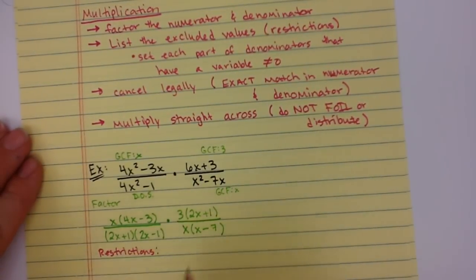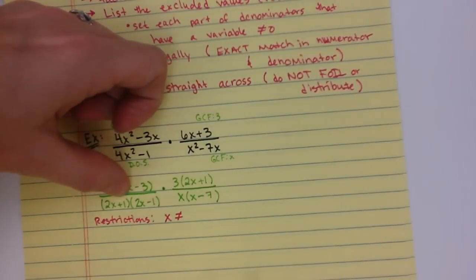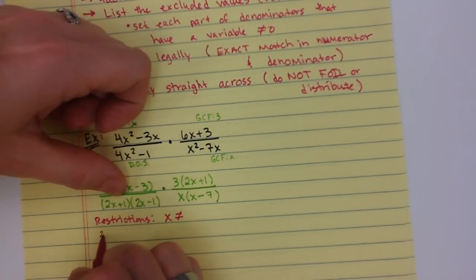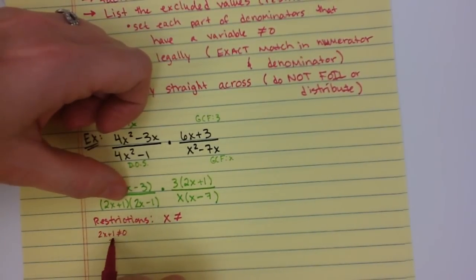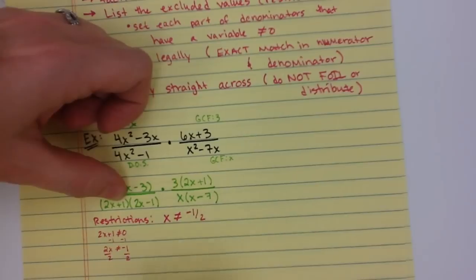And remember that we do that by setting each part of all of the denominators that has a variable not equal to 0 and solving for x. So I'm going to go 2x plus 1 cannot equal 0. Subtract the 1 over. 2x cannot equal negative 1. Then I would divide by 2, and that gives me a fraction. X cannot equal negative 1/2.